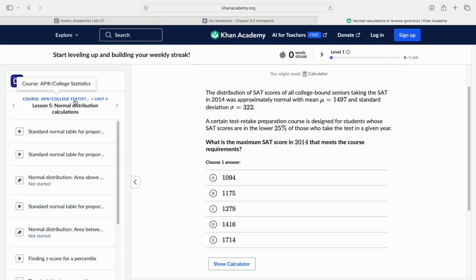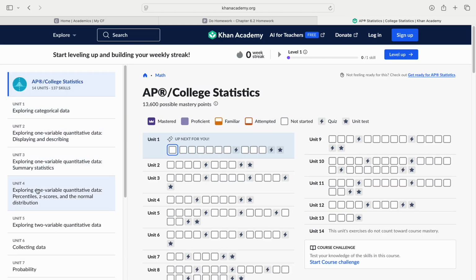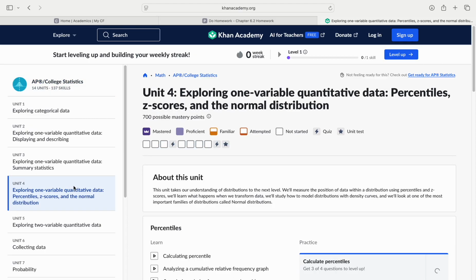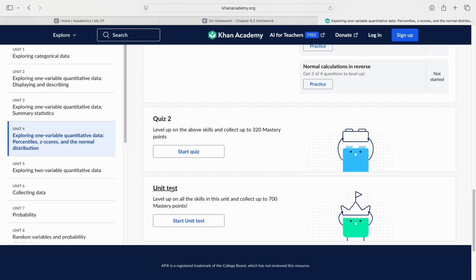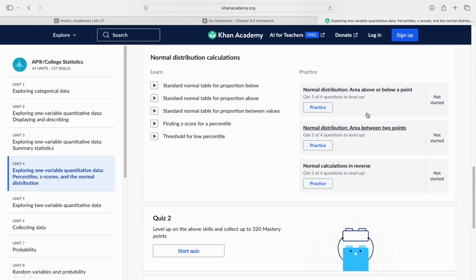Again, that might be the better section. It was in AP College Statistics, Unit 4. You can also see there's lots of videos here to watch too. Those would be great as well. But these 3 at the bottom, normal distribution calculations, area above or below, area between, calculations in reverse, there's videos for all of them as well, but you just watched this one. I would highly recommend those as we go through this section.